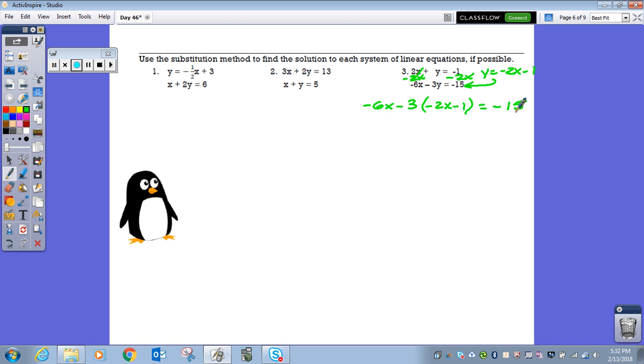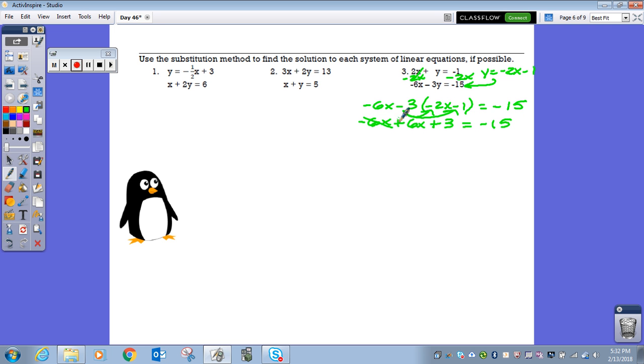And so now I'm just going to solve, right? So I have negative 6x. Hopefully we know here that we're distributing a negative 3, right? Not just a positive 3. We're distributing a negative 3 into the parentheses here. And so I have positive 6x, positive 3 plus 3, right, equals negative 15.